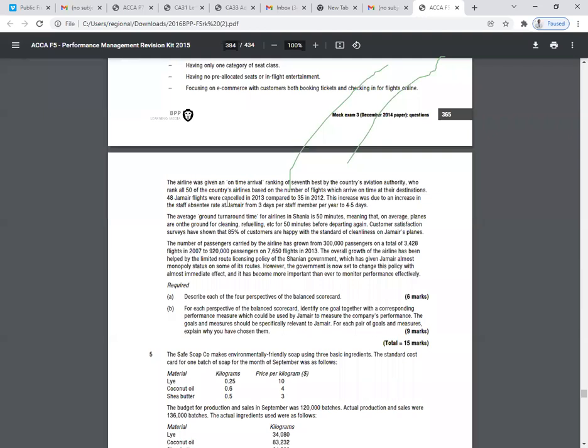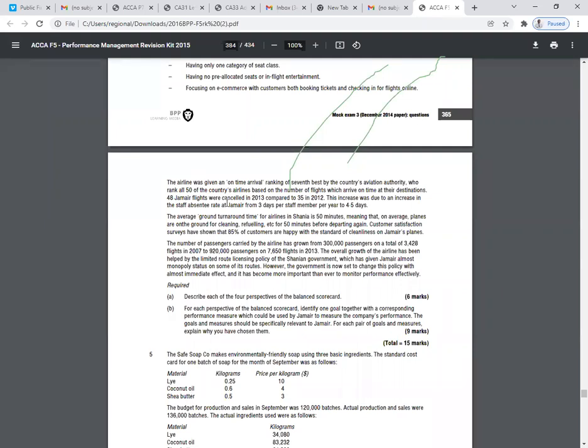Customer satisfaction surveys have shown that 85% of the customers are happy with the standard of cleanliness on Jam Air's planes. The number of passengers carried by the airline has grown from 300,000 passengers on a total of 3428 flights in 2007 to 920,000 passengers on 7650 flights in 2013.